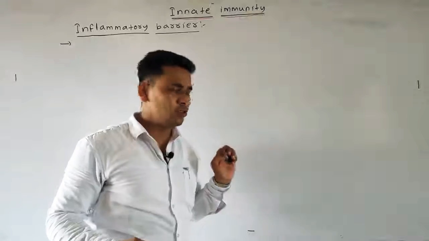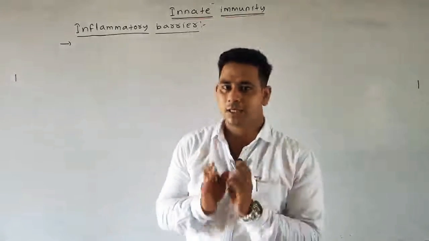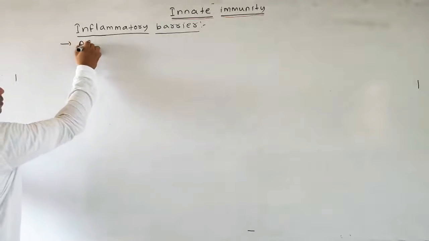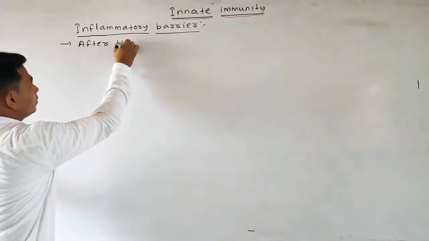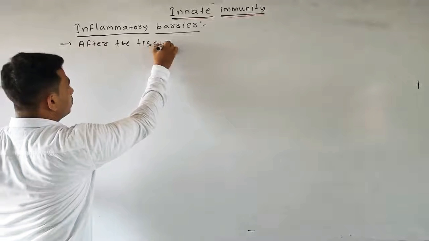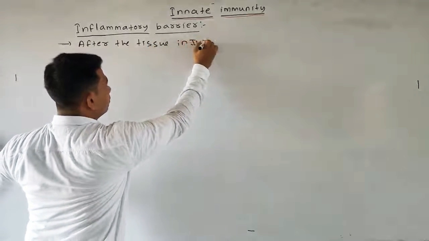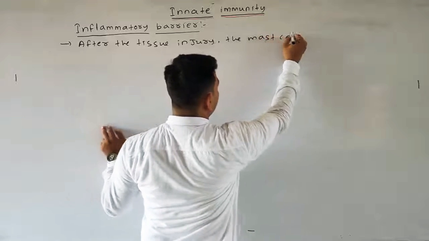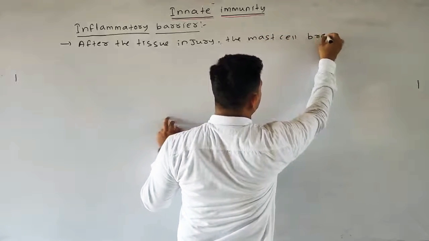After the tissue injury, the mast cell breaks. First point: after the tissue injury, the mast cell breaks.